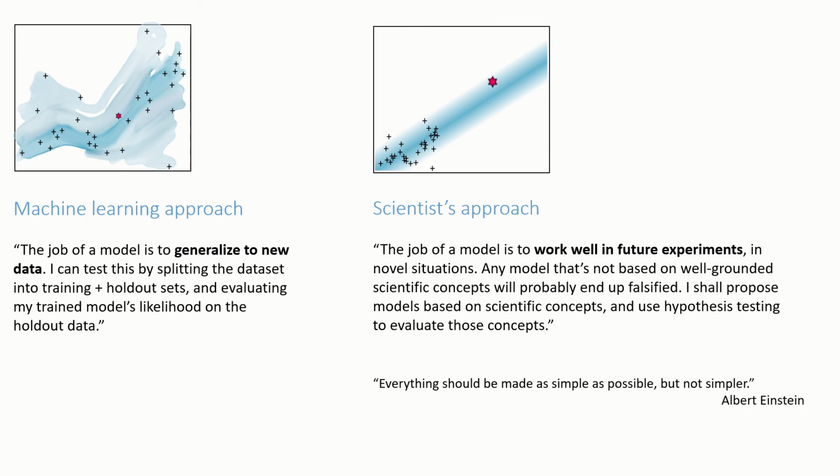Here's what Einstein had to say about simple models. Everything should be made as simple as possible, but not simpler. Actually, that's not what Einstein said. What he said is rather less simple.